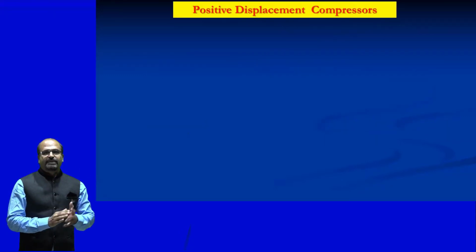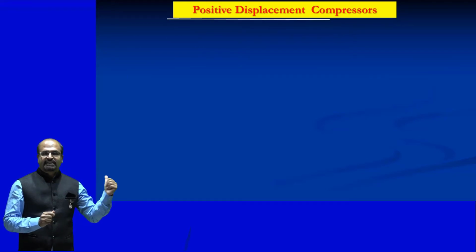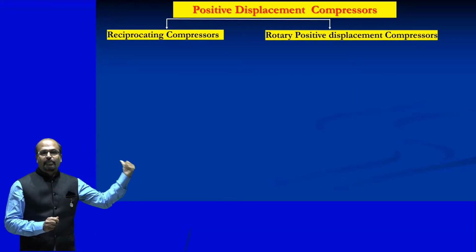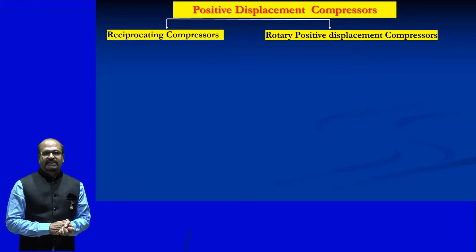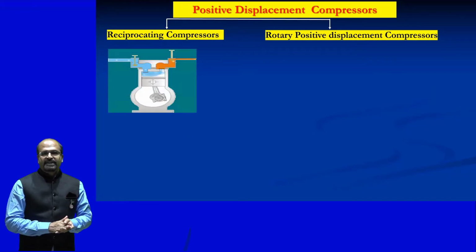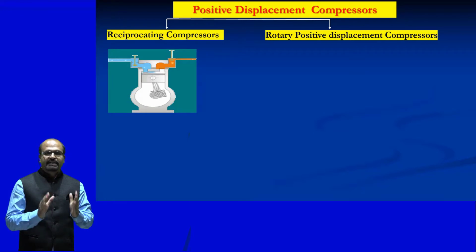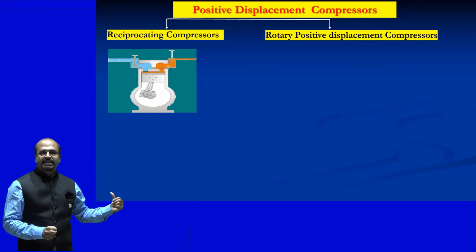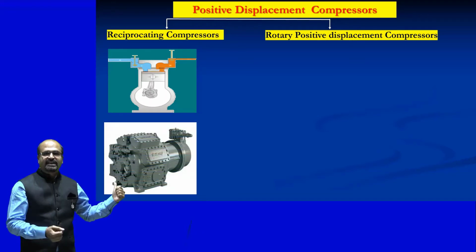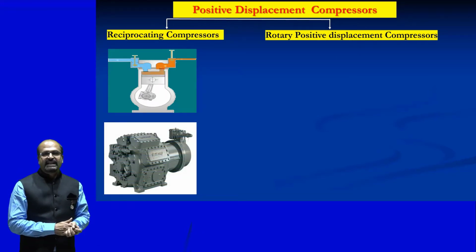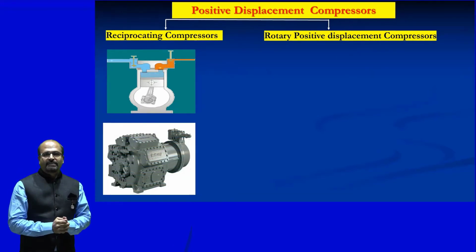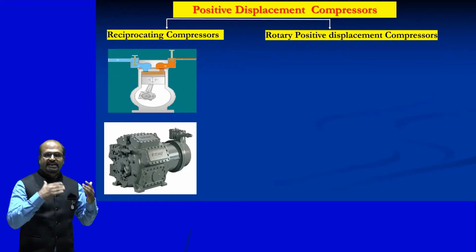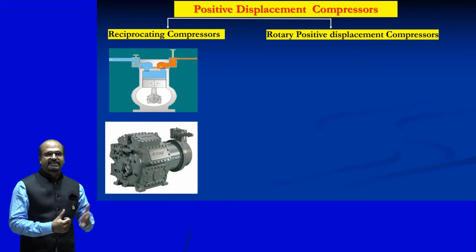As far as positive displacement compressors are concerned, they are further subclassified into reciprocating compressor and rotary positive displacement compressor. In case of reciprocating compressor, the refrigerant is compressed with the help of piston cylinder assembly. Reciprocating compressors are available in different configurations. Compressors are single cylinder or multi-cylinder. Sometimes, depending upon the requirement, the compression may be done in stages. So refrigerant compressors are single stage compressor as well as multi-stage compressor.